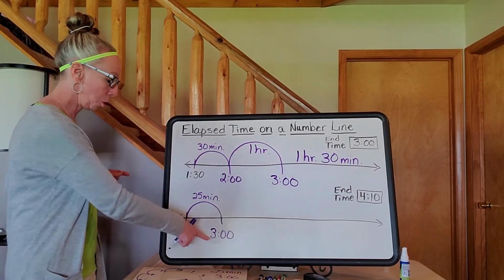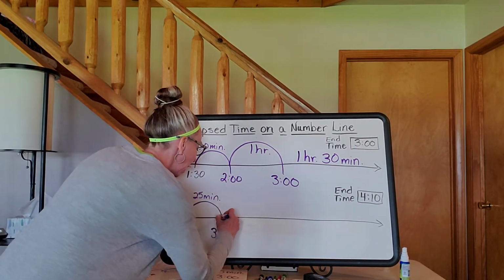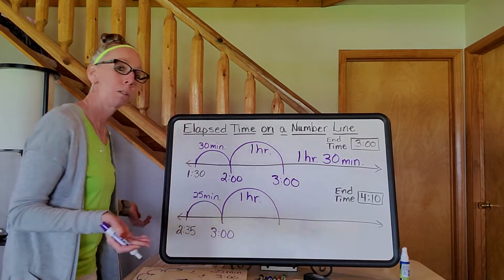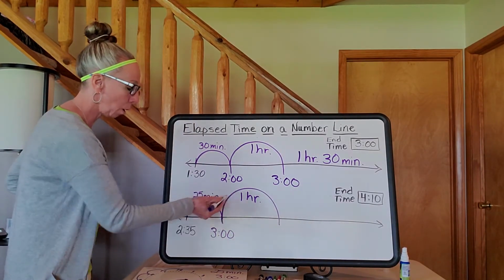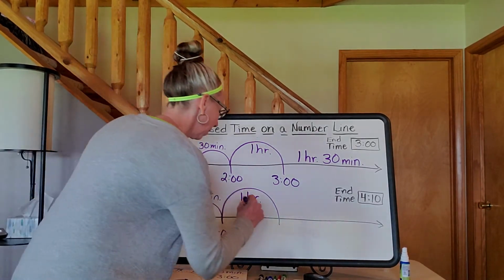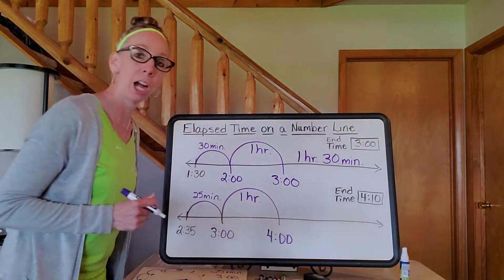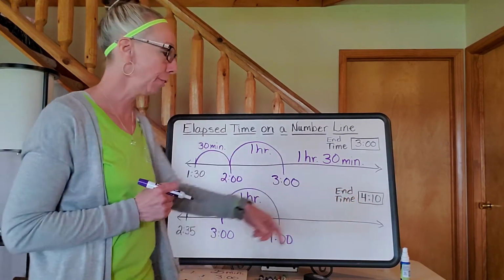But because we're on the hour, let's take an hour hop. So if we have an hour hop, what time will it be now? We have 3 o'clock, 3 plus 1 hour, so 3 plus 1 is, yep, 4 o'clock. So now we're at 4 o'clock. Are we there yet? Not quite. We have a little bit further to go yet.